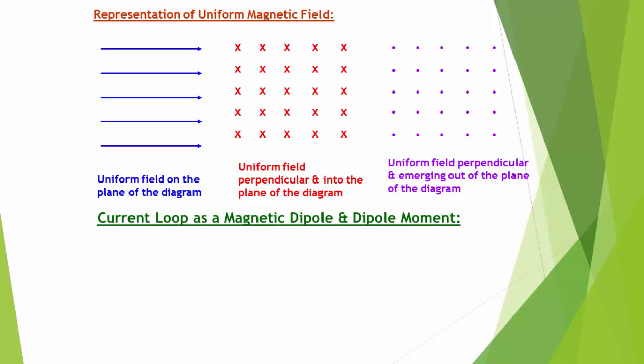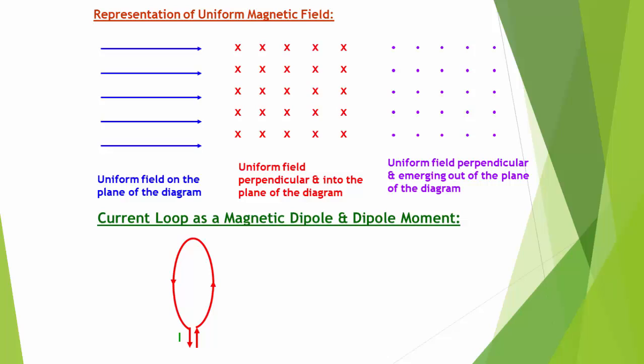Okay, then the current loop as a magnetic dipole, or magnetic dipole moment, is what we call it. What is a current loop? It is the closed path. The closed path is formed around the current carrying conductor, which is the moving charges and magnetism concept. Here the closed path is formed due to the magnet.